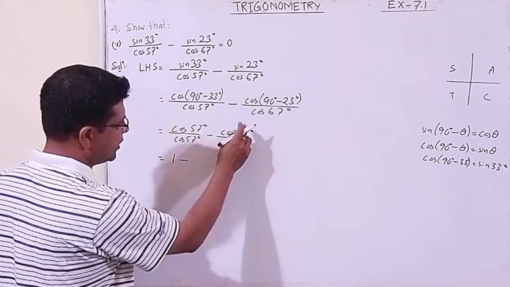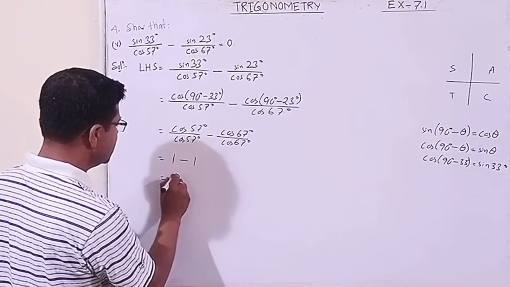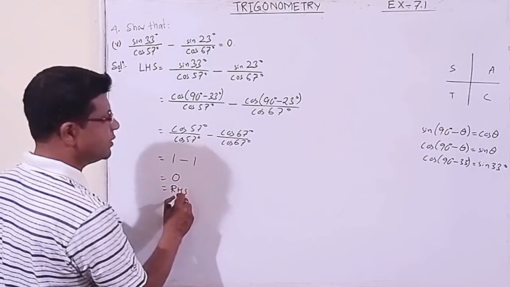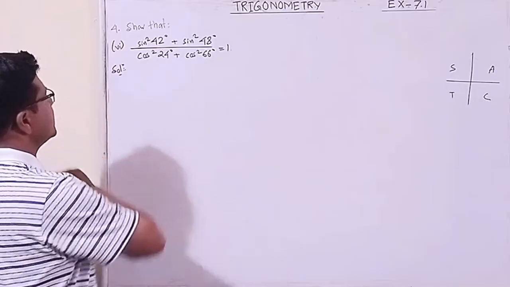1, they also can be cancelled. 1 minus 1 is 0. So this is the right hand side. Okay, now my dear students, we are in number 6.